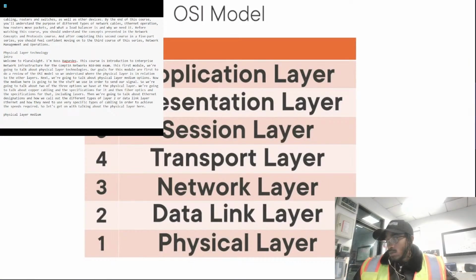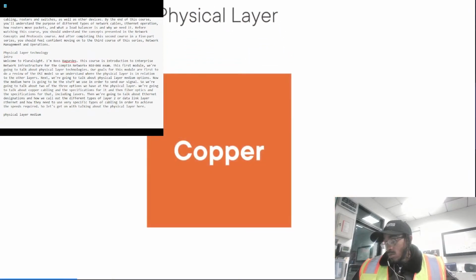In the previous course, we talked about the OSI model, and I gave you a general idea of what happens at each layer. As we progress through this course, we're going to talk more about physical layer stuff, data link layer stuff, and network layer stuff. So we're going to focus mainly on the bottom 3 layers of the OSI model, and let's start with the physical layer. At the physical layer, we can have one of 3 different options in order to move data.